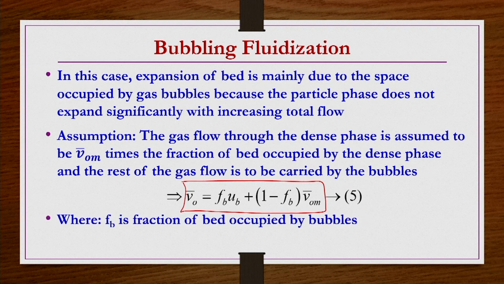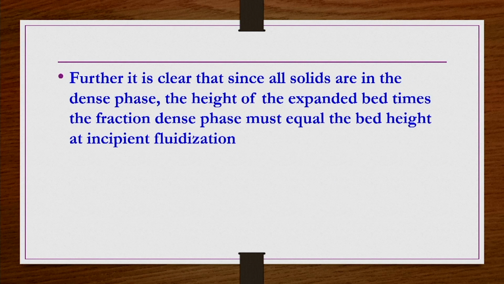As I mentioned, Fb is the fraction of bed occupied by the bubbles, or bubble volume fraction, and Ub is the average bubble velocity. So, for this equation you should know Ub. What is the average bubble velocity? That is again very difficult to find experimentally for each and every experiment. So, a few experimental studies have been done and empirical correlations are available, which we will see anyway.